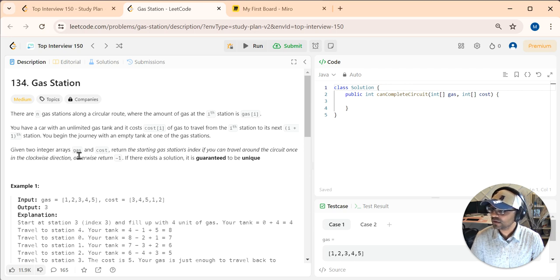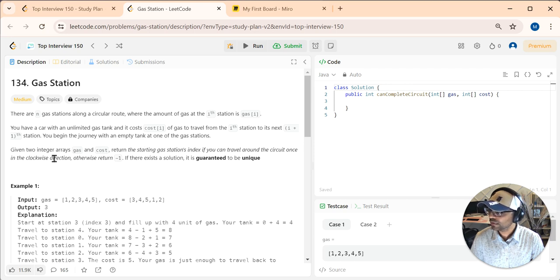There are n gas stations along a circular route where the amount of gas at the ith station is gas of i. You have a car with an unlimited gas tank and it costs cost of i of gas to travel from the ith station to its next (i plus first) station. You begin the journey with an empty tank at one of the gas stations.